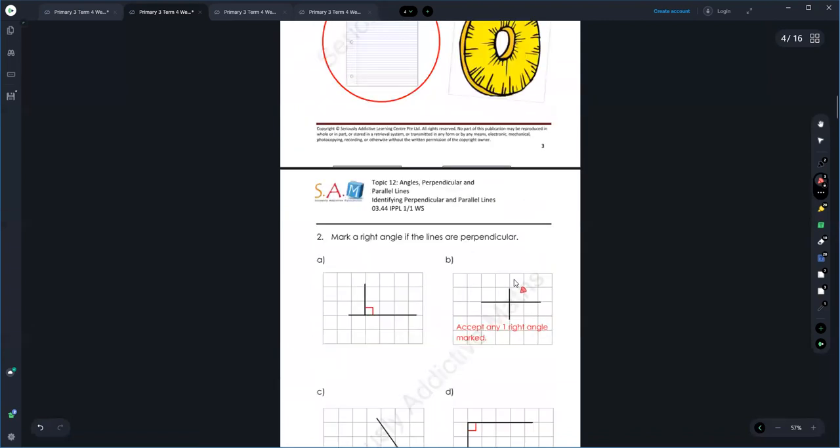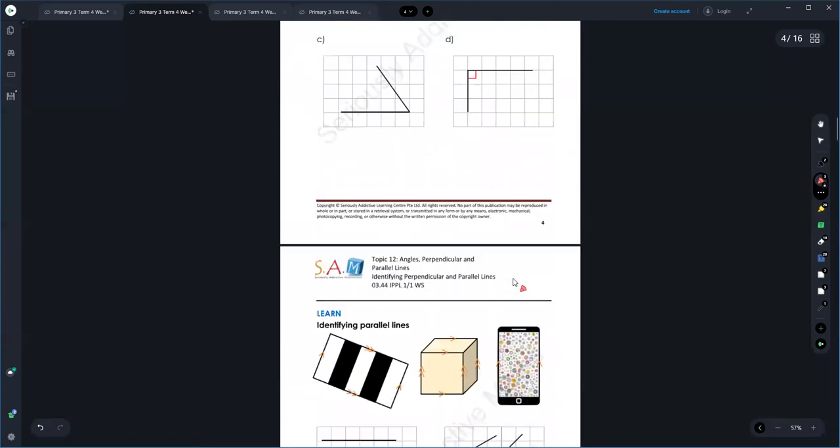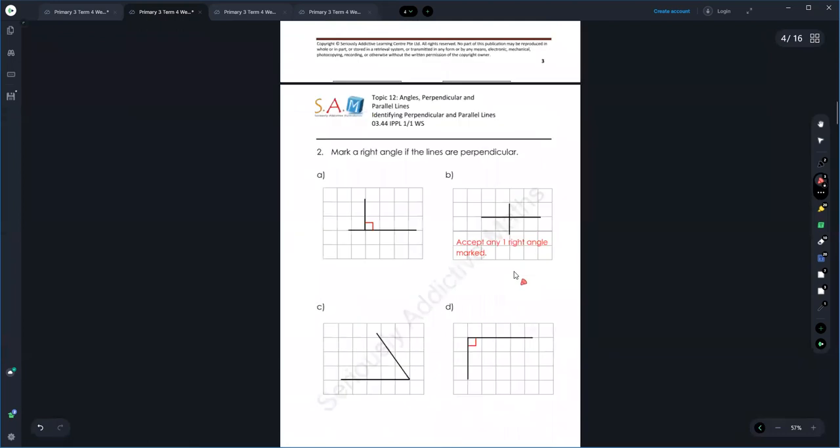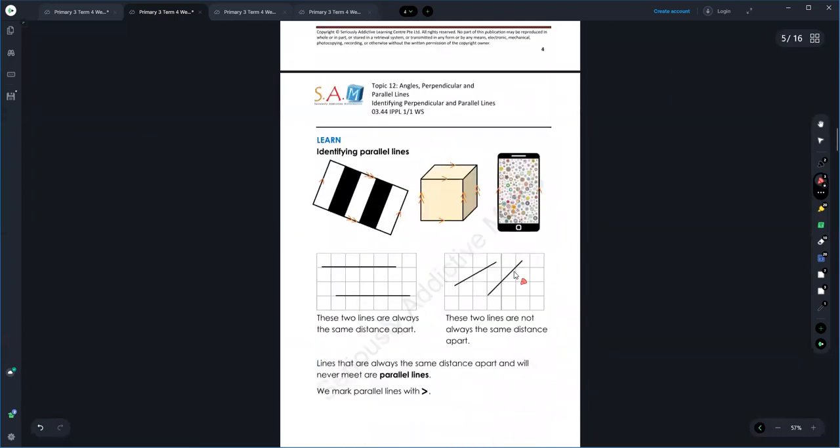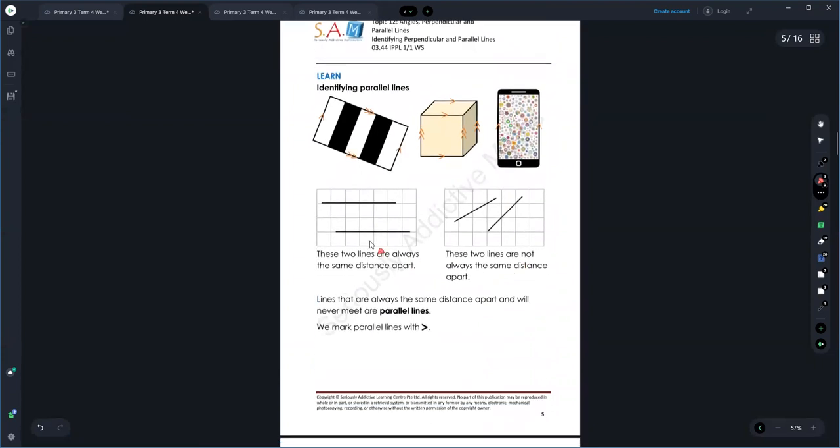Okay, so very straightforward here, right? Get them to finish the guided practice. Okay, next is parallel lines. Parallel lines are when two lines are always the same distance apart wherever you measure them, and they do not meet. Very importantly, I tell them, if you continue to draw the line, it will not meet.